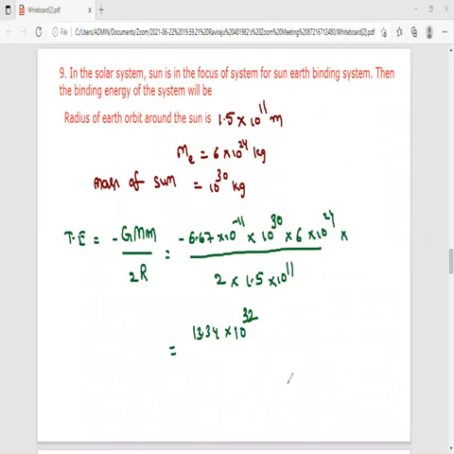Are you able to listen? It is 13.34 into 10 power 32, and it is equal to. Always you have to write one digit before the point only. You have to put the point here. So 1.3 if I consider, that will be into 10 power 33. And they're asking here to calculate total energy only, no? So that unit will be joules. So finally the answer is 1.3 into 10 power 33 joules.